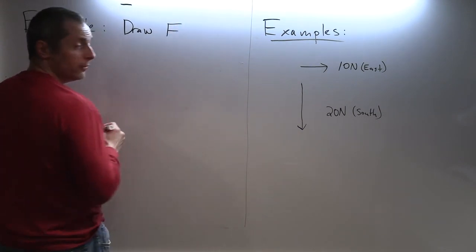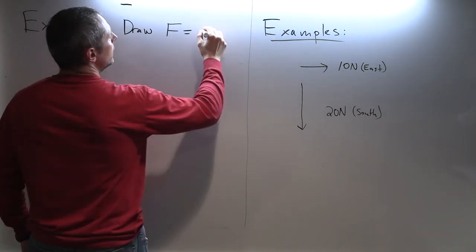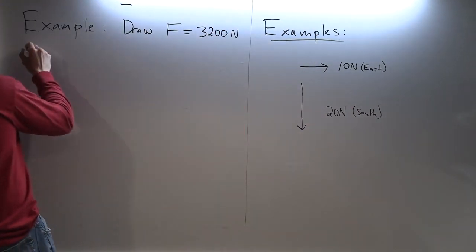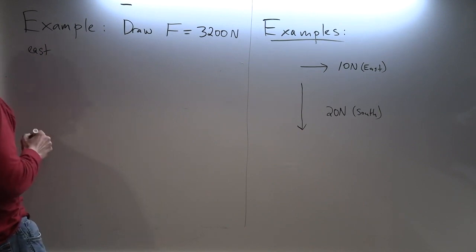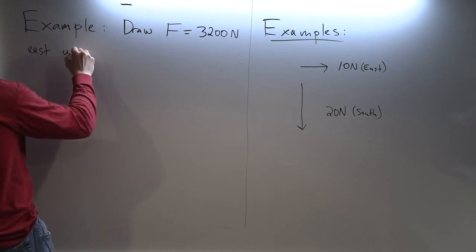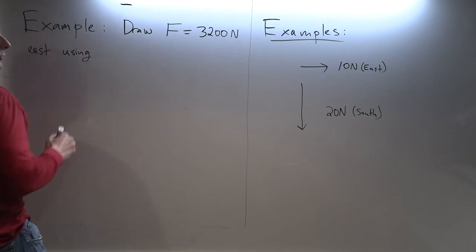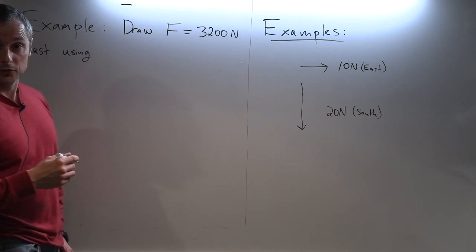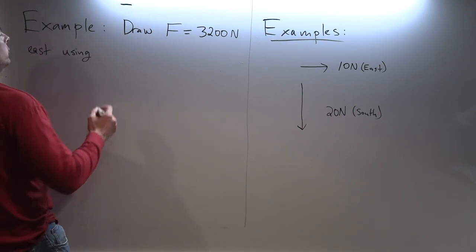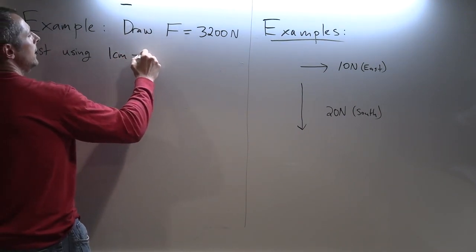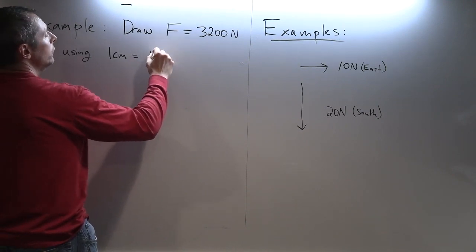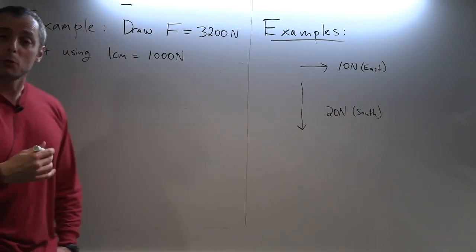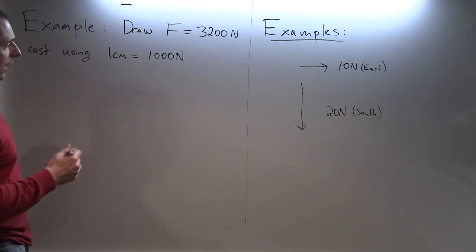So F for force equals 3,200 newtons east. And then what we do is we use a scale. Now the scale, sometimes you have to think of it, but a lot of times it's given to you on the Regents. So let's suppose the scale was 1 centimeter equals 1,000 newtons. So how would we draw such a force using a scale like that?